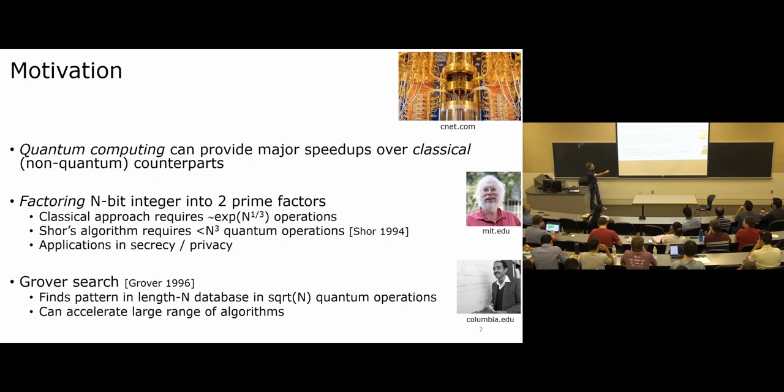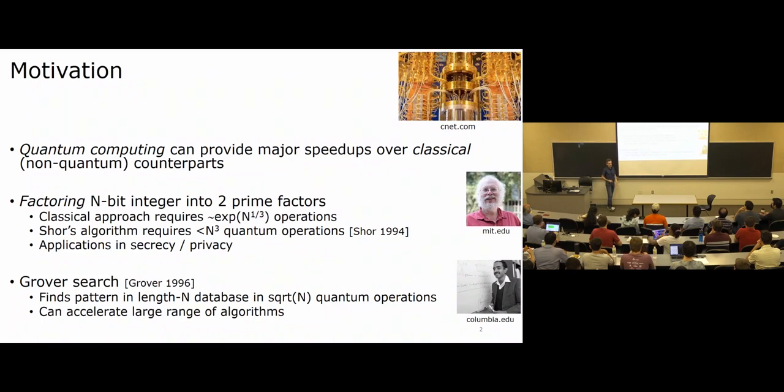In contrast, Peter Shor in 1994 proposed a quantum algorithm that requires less than n cubed steps. Nowadays, it's somewhat more than n squared polylog, something like that. And recall that the difficulty in the classical world of finding the factors of a large number leads to the RSA cryptosystems. And consequently, if we can quickly factor large numbers, that has implications to secrecy and privacy.